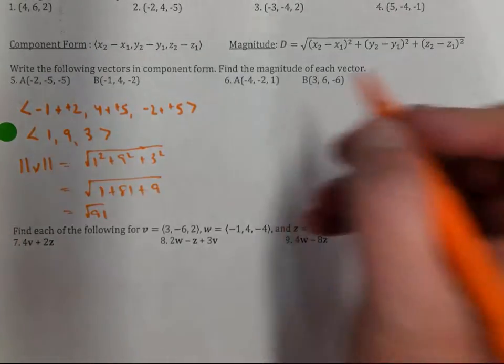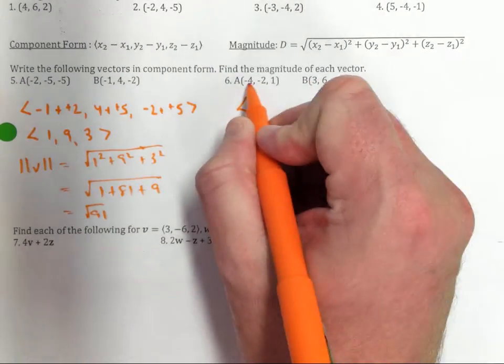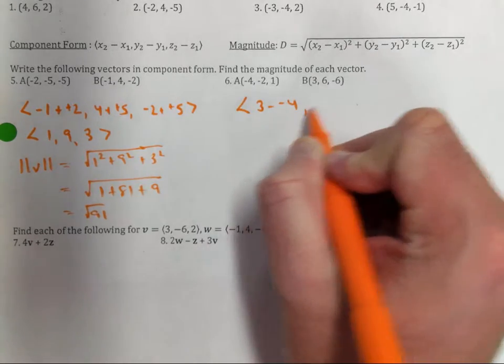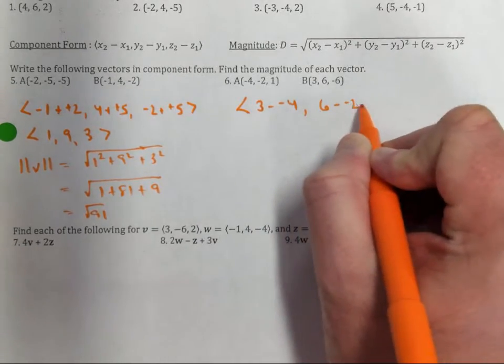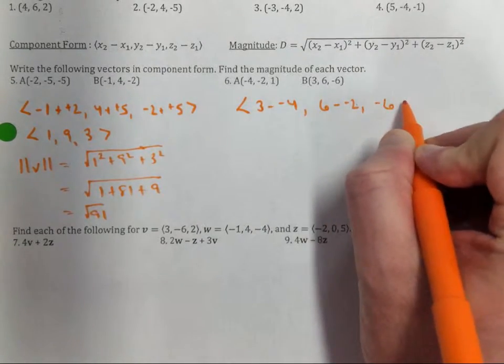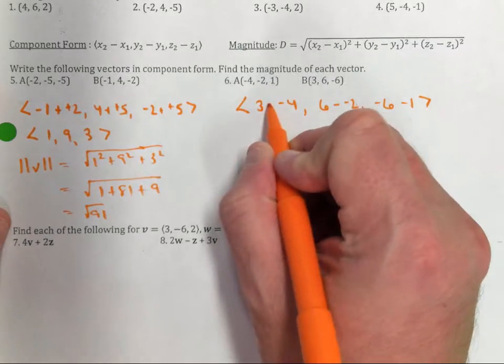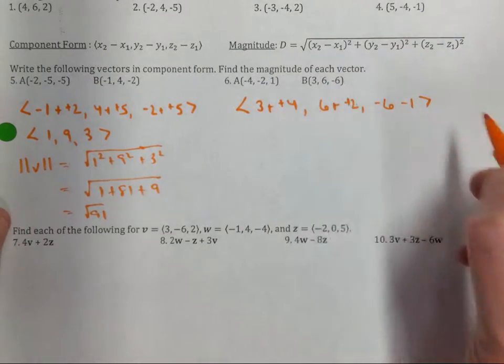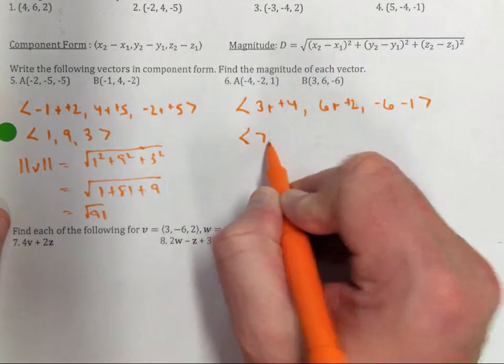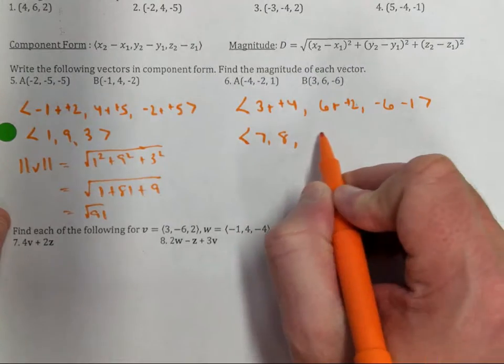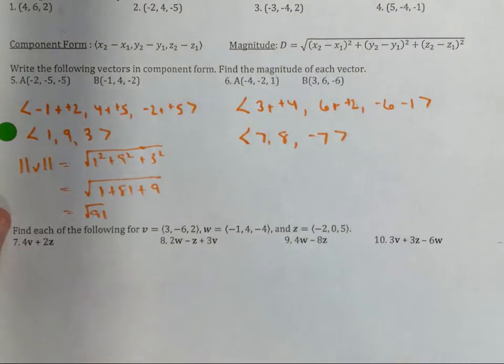Number 6, 3 minus a negative 4, 6 minus a negative 2, negative 6 minus 1. Double negative. That is component form.